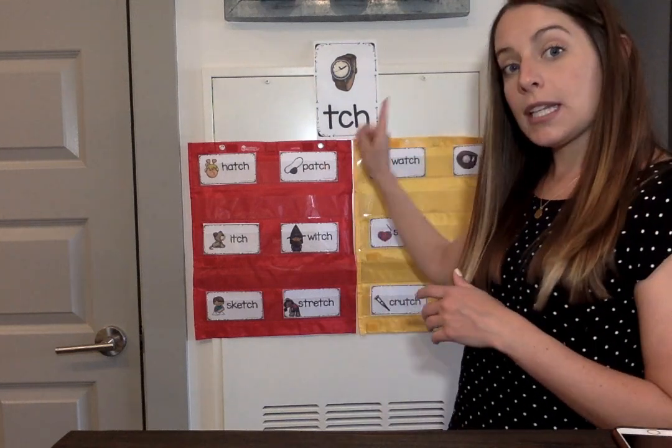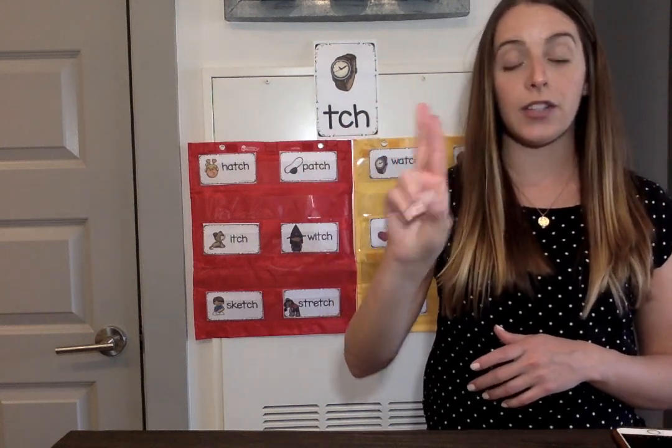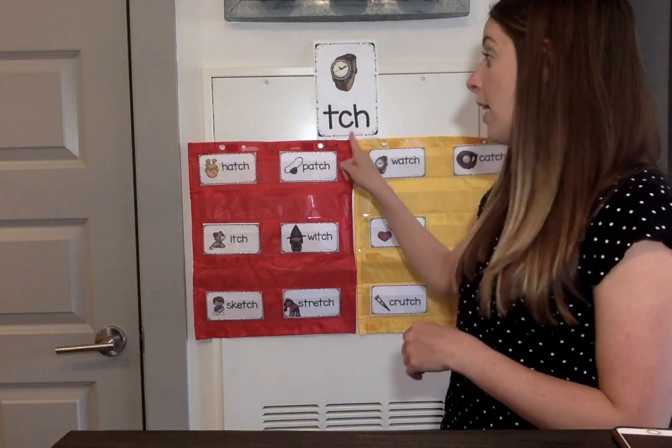Now, TCH is special because we've kind of learned this sound already when we were learning about digraphs. So we learned that the digraph CH, right? We know that that's two letters that stick together to make the ch sound, like what you hear in the word chair. However, when the T comes before the CH, we're going to see this oftentimes at the end of words, and it's going to make that same ch sound.